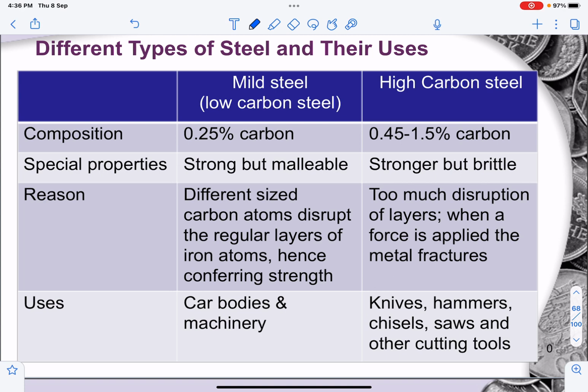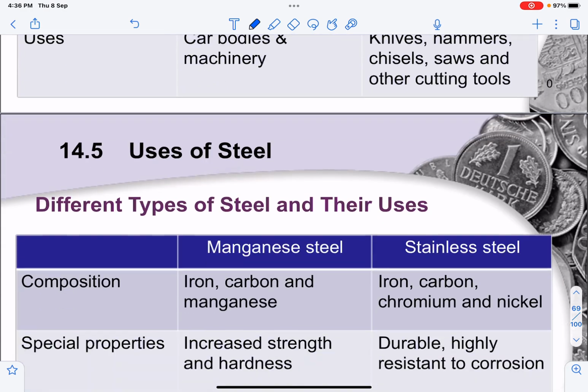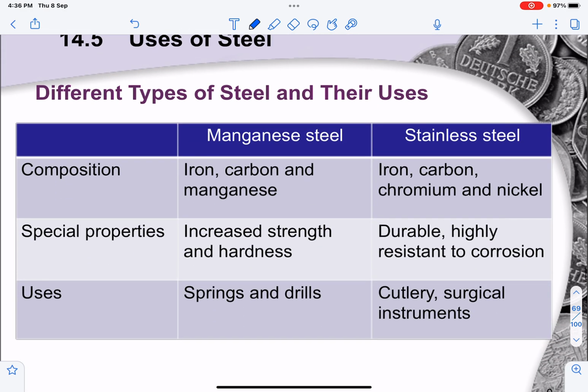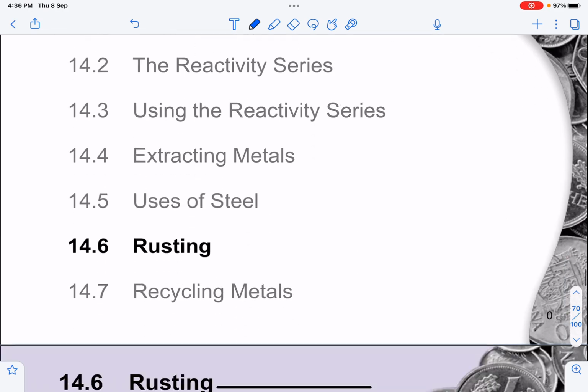You know, like your bicycle, sometimes you use this kind of high carbon steel, and it's light, but at the same time it's actually very brittle but strong. So these have to be handled with care because they can break easily in some sense. Okay, you have your manganese steel and of course your stainless steel. These are quite commonly found. I mean, quite straightforward. Okay, next we look at rusting.